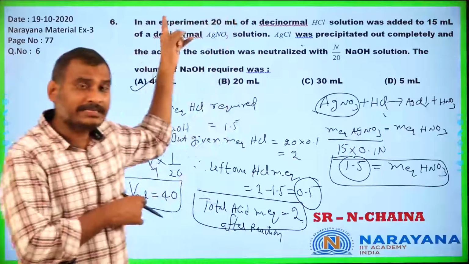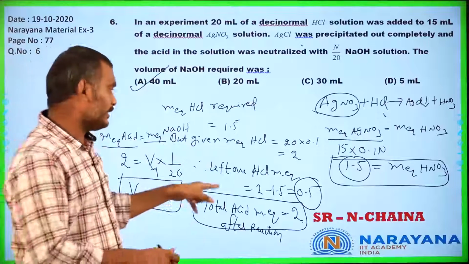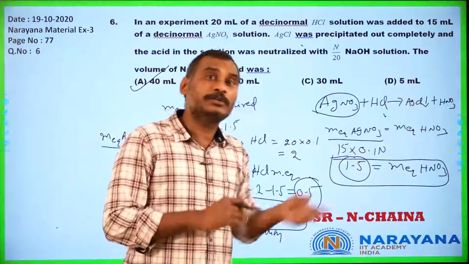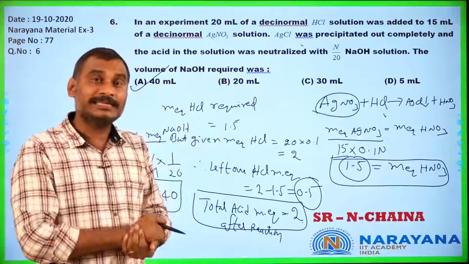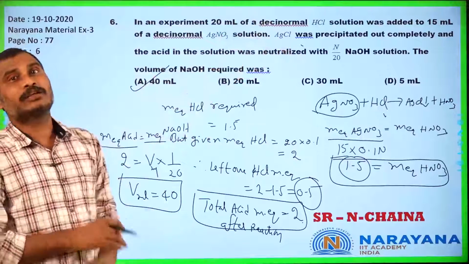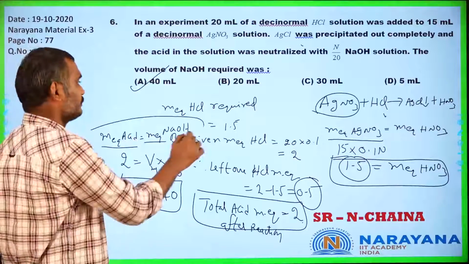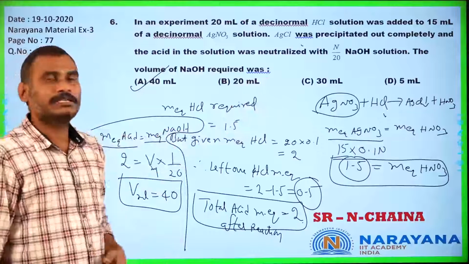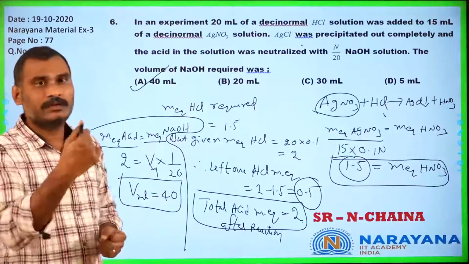The given HCl milli equivalents is 2, so there is leftover HCl. That means the leftover HCl is 0.5. After the reaction, newly produced acid is 1.5. So the total milli equivalents of acid is 2. Now this acid was titrated against sodium hydroxide. Got the point? So in this fashion, I got the answer to this question. Next, I will go for the next question.